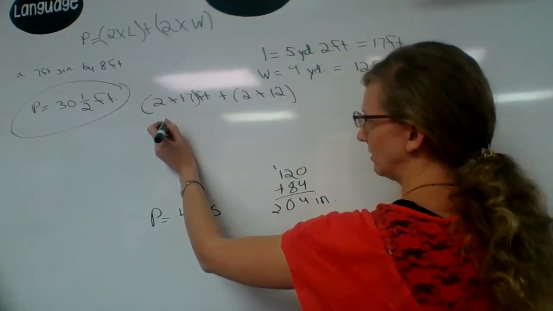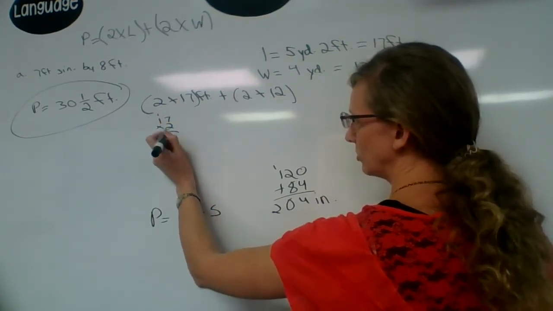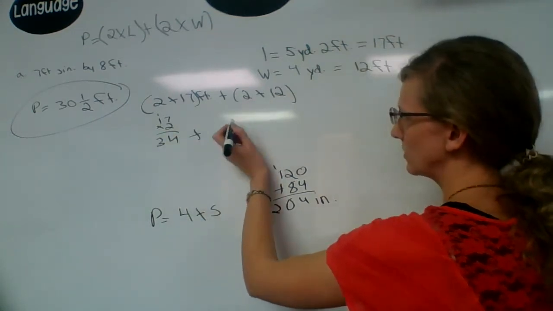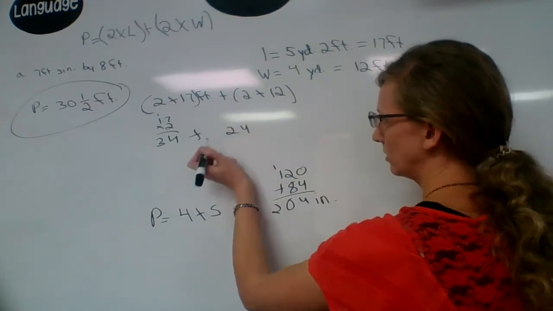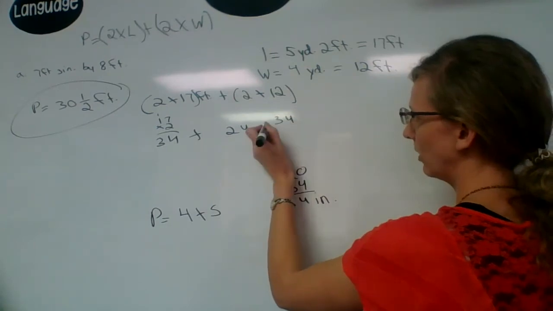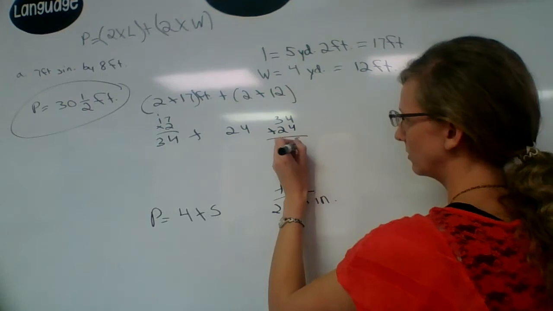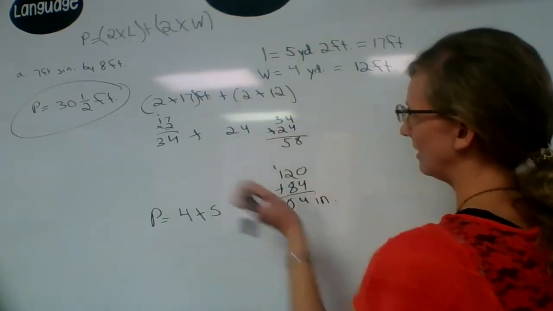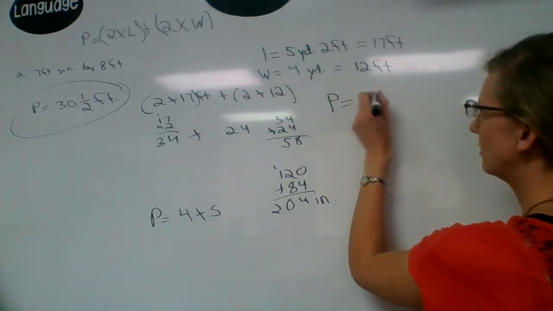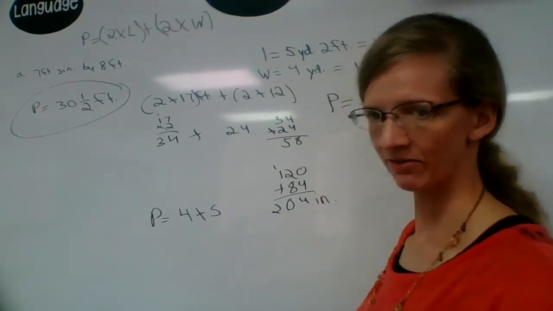2 times 17. Work it out. 2 times 7 is 14. 2 times 1 is 2, plus 1 is 3. 34 plus 2 times 12 is 24. Add those two together. 34 plus 24 is 58. So your perimeter equals 58, not yards, 58 feet.